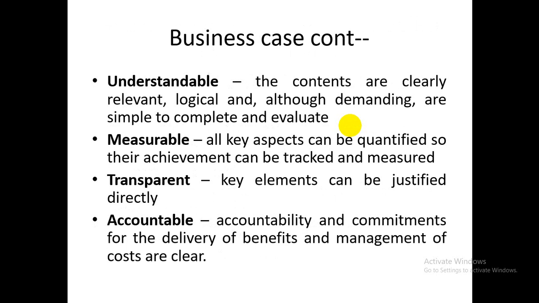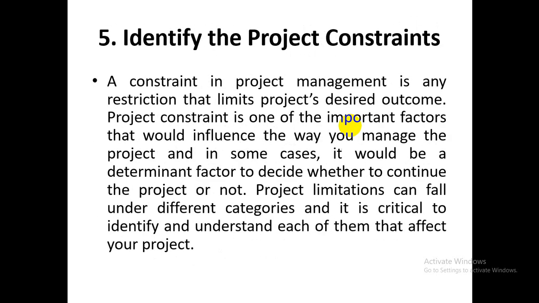Others include understandable, measurable, transparent, accountable, as you will try to read and understand them. Then number 5, we are saying identify the project constraints. We have been talking about constraints, but let us get to understand what it means.